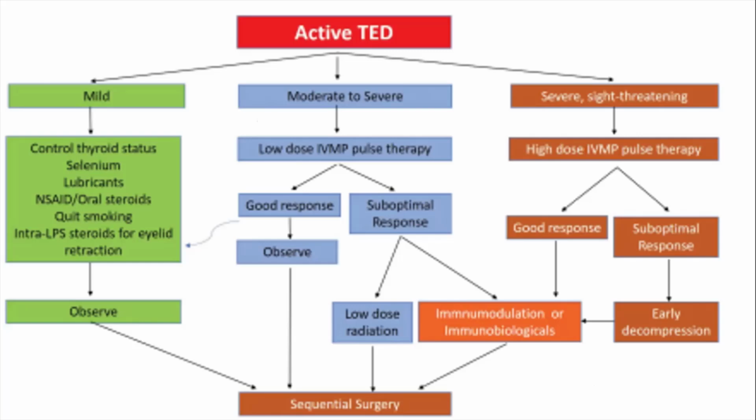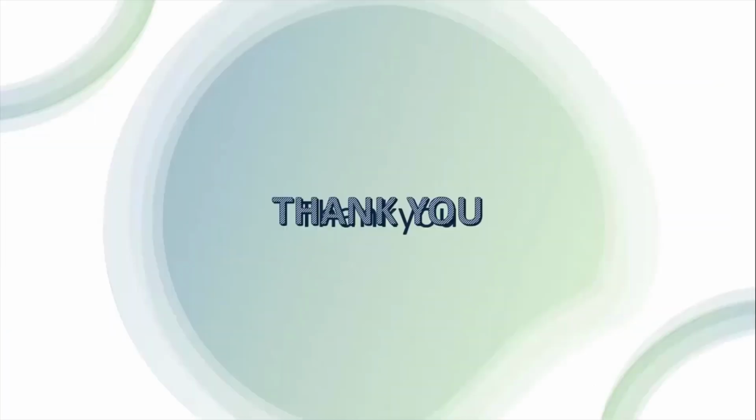So in a nutshell, this is the management of active TED: mild, moderate to severe, and sight-threatening. When they have been through all these measures and are inactive for more than 6 months, then you can go in for surgical treatment. In surgical treatment, first is decompression, followed by extraocular muscle surgery, then followed by ptosis or eyelid surgery. Okay, so that's my talk.